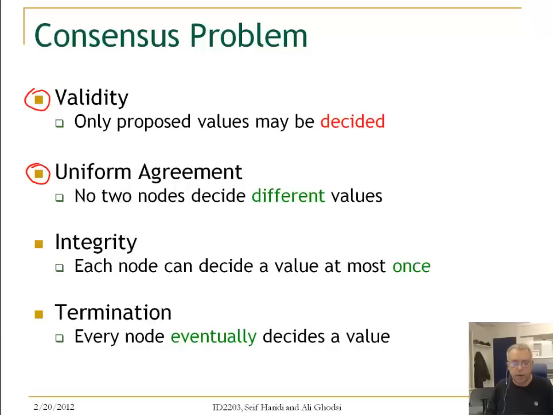And of course, we want to achieve liveness. To achieve liveness, we have a termination property which says every node eventually decides a value. So the abstraction, as we know, is that nodes propose, and then we get one decision.